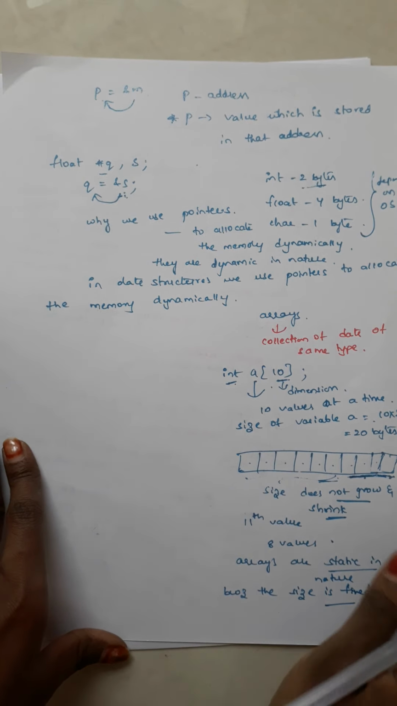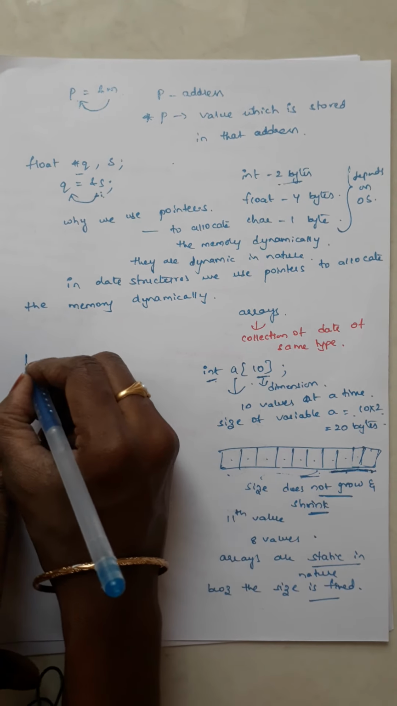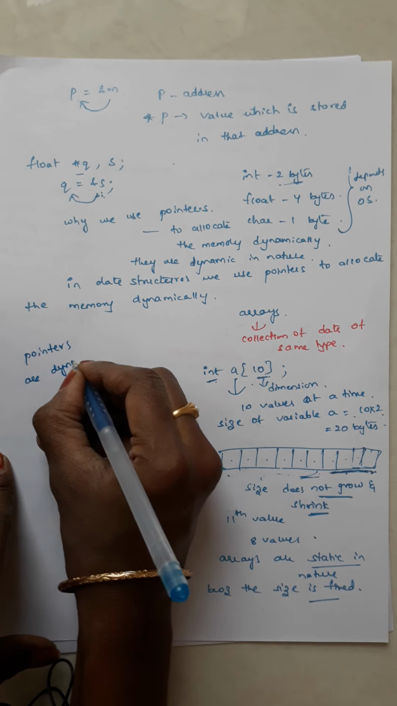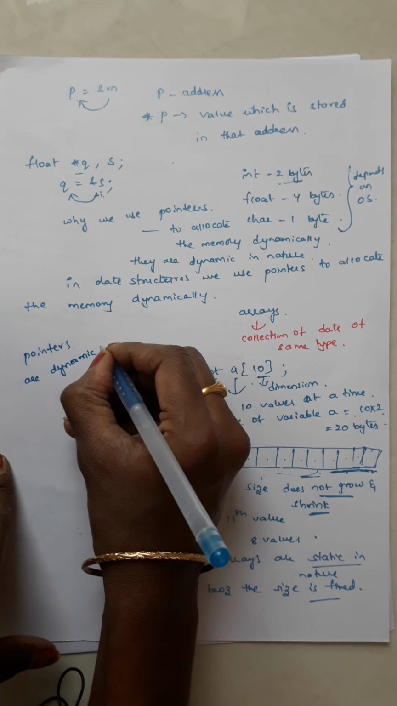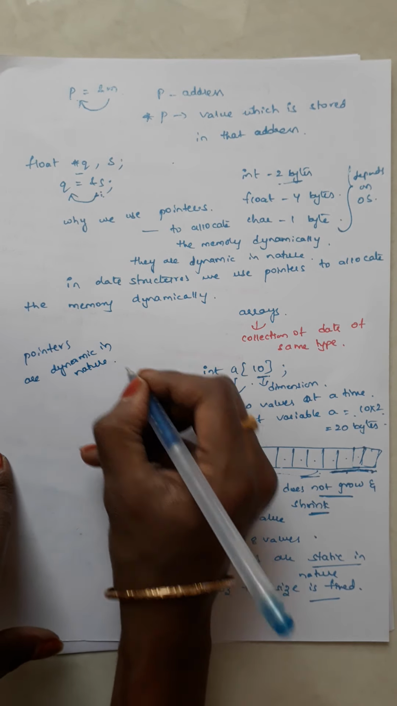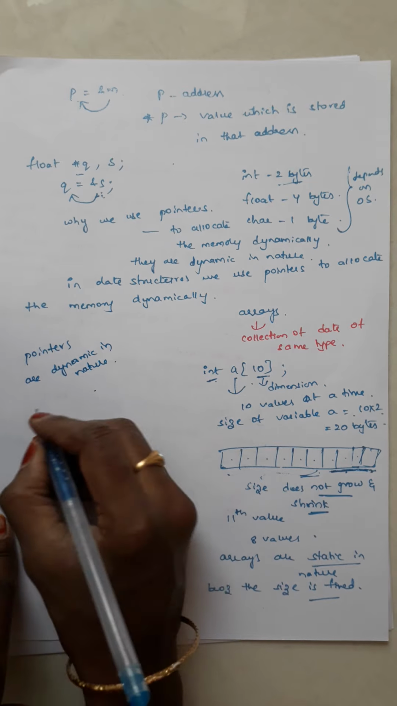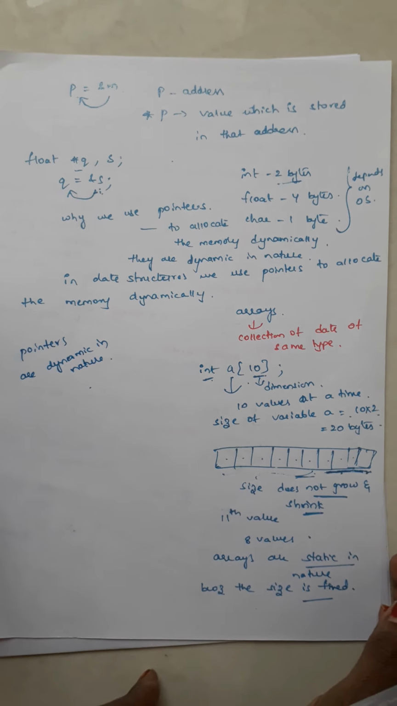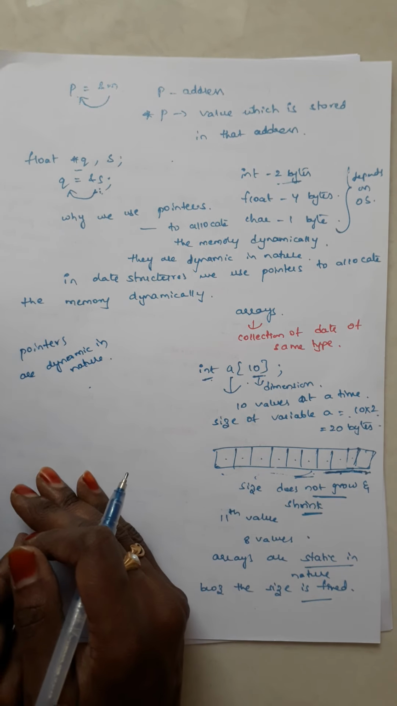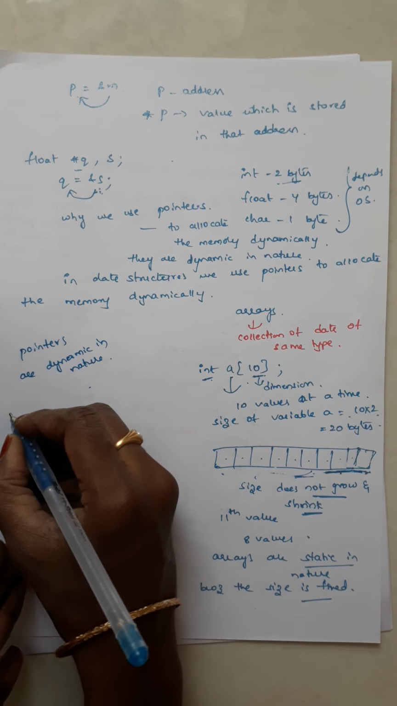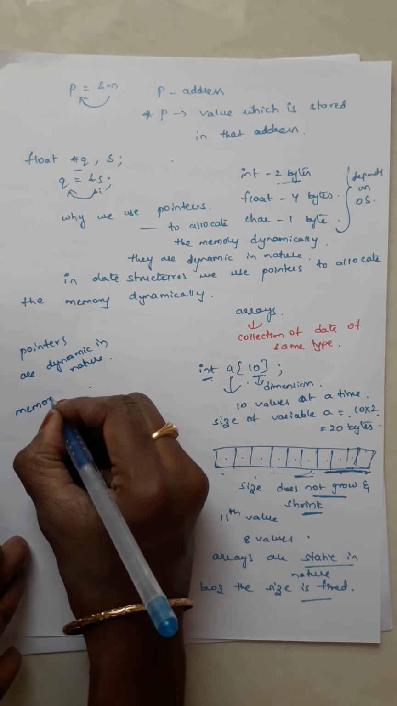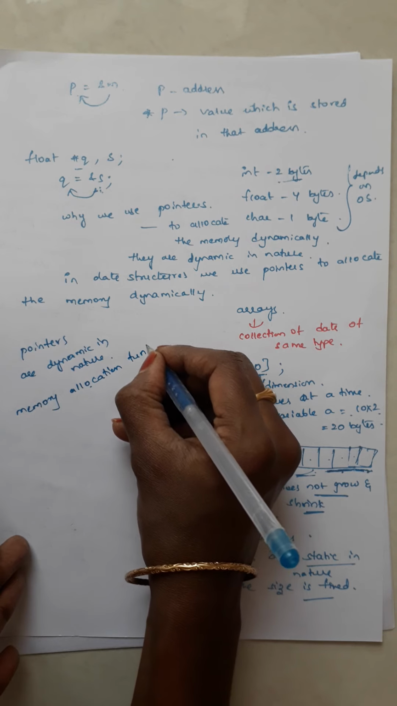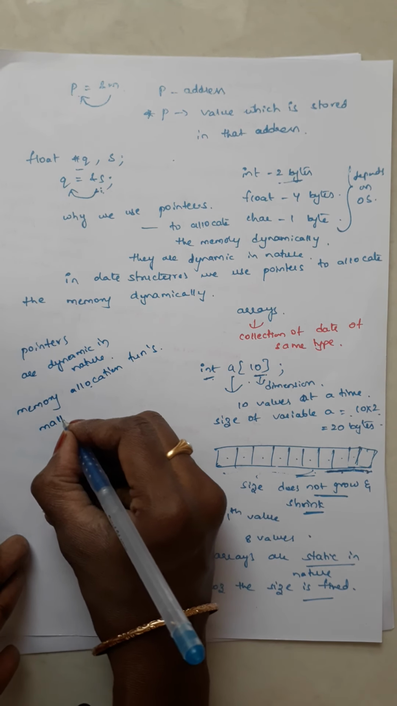That's why in such situations we use pointers. Pointers are dynamic in nature, so the memory is allocated dynamically. We use pointers to allocate the memory dynamically by using some memory allocation functions.